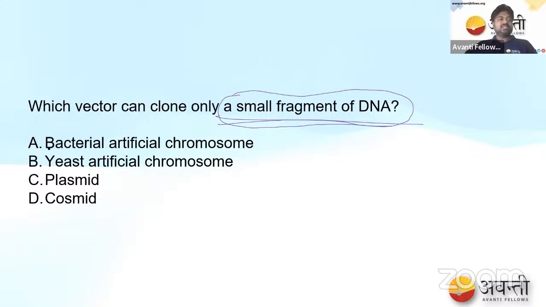So first option is the bacterial artificial chromosome. It is also known as the BAC. Next one is the yeast artificial chromosome. It is known as the YAC. Next one is the plasmid. Next one is the cosmid.